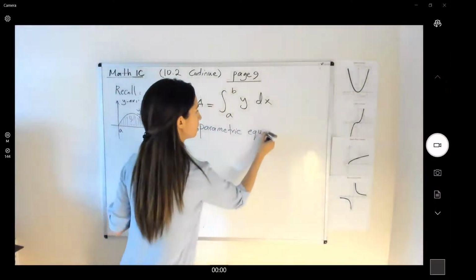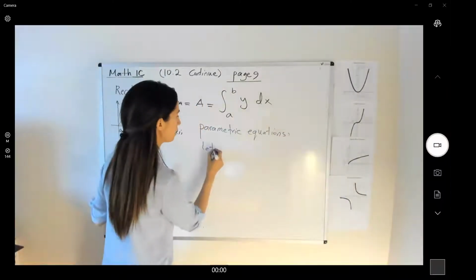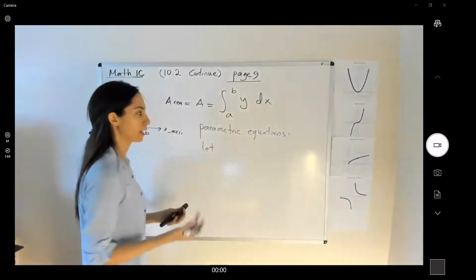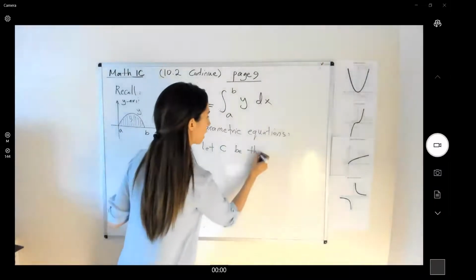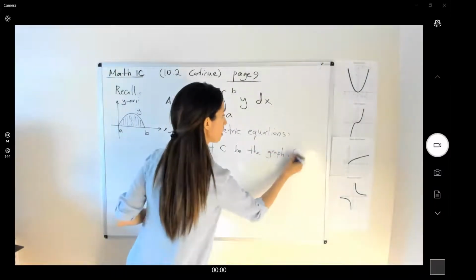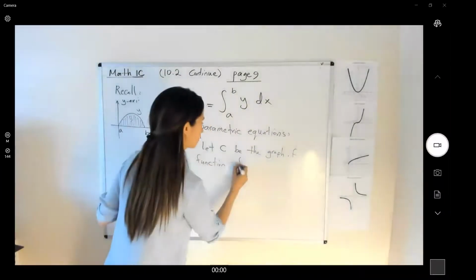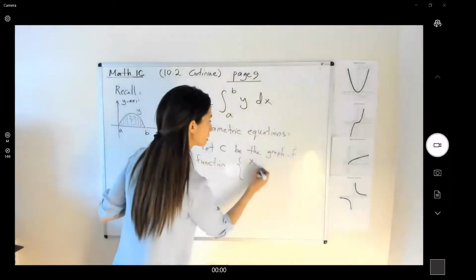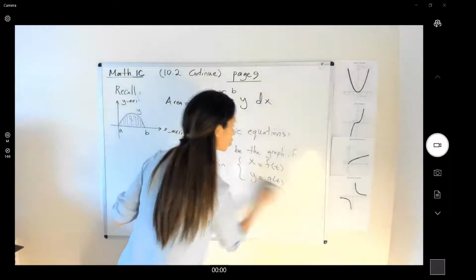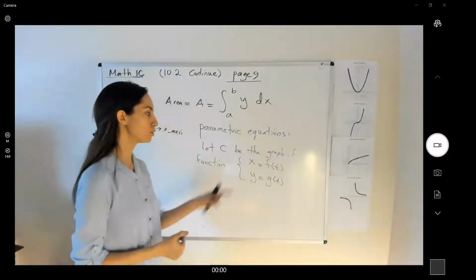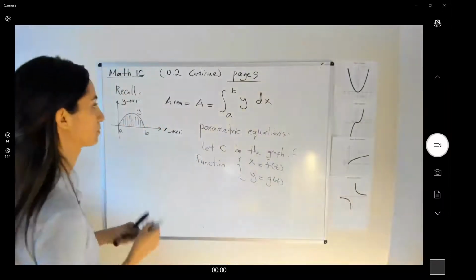Parametric equations. Let curve C be the graph of a function where x is defined as f of t and y is defined as g of t. Then by using parametric equations, we can define the area this way.